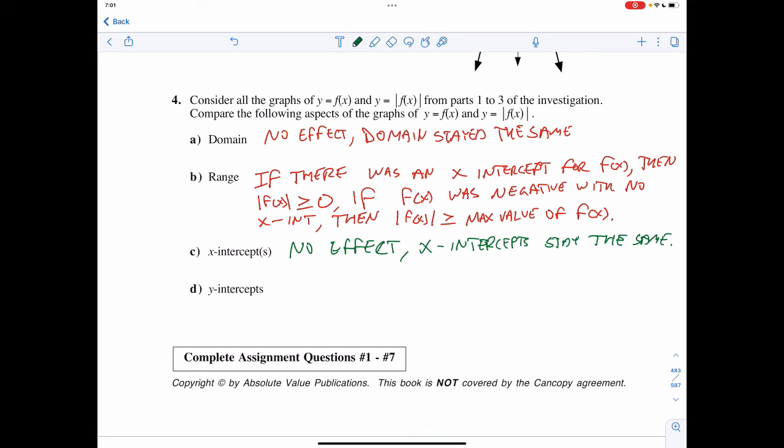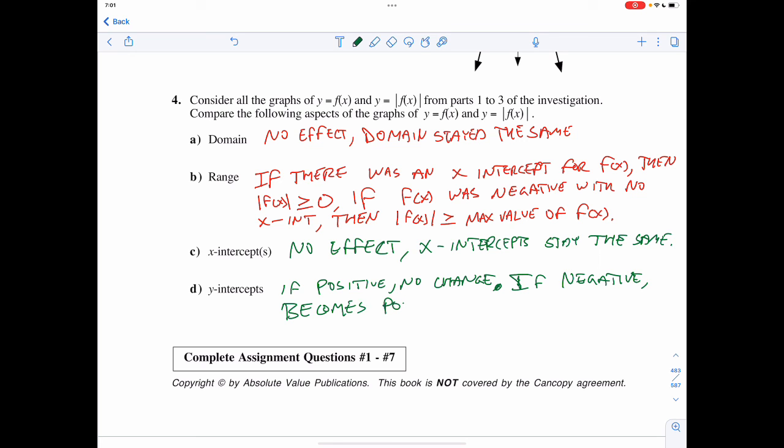How does it affect the y-intercept? If positive, no change. If negative, becomes positive. So if I had a y-intercept at +1, then the y-intercept is still at +1. If my y-intercept was -3, it becomes +3. And that's pretty much it.